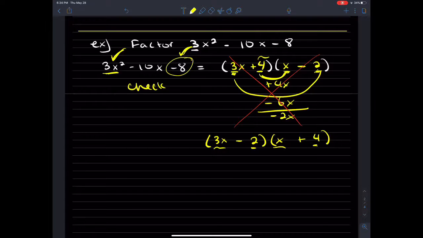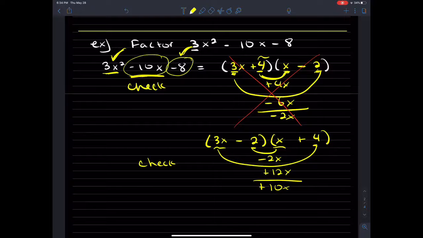The first term and the last term, that's my educated guess. And then we got to check, again, always check. Minus 2x, that's plus 12x. When I add those, that's plus 10x. So close. We're just off by a negative. You go and switch your negatives.